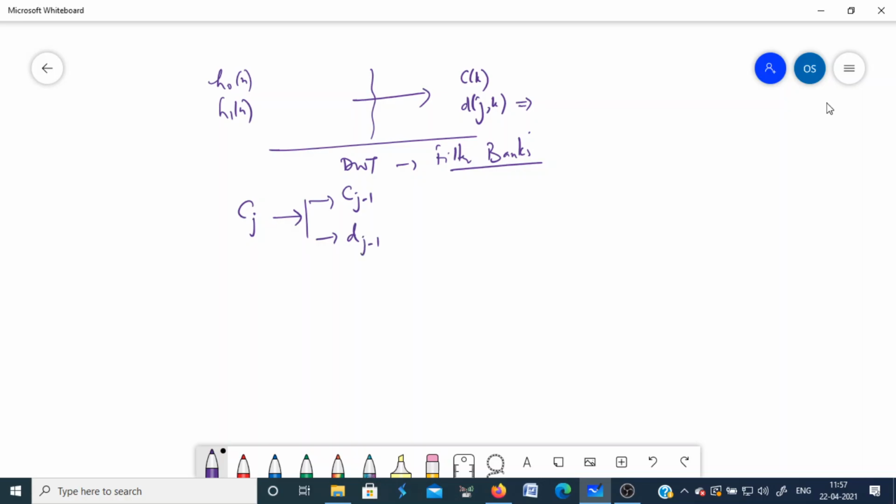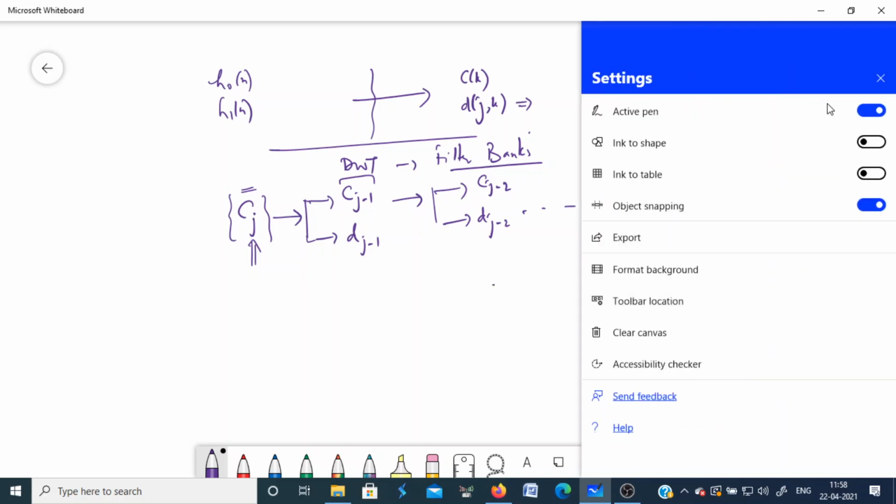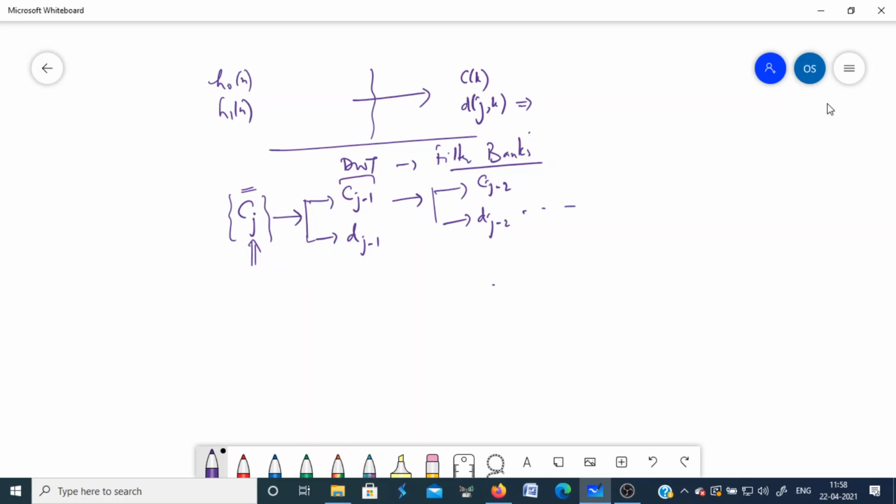Okay. Similarly, if you have the coefficients at scale j minus 1, you can get the approximation and the detailed coefficients at scale j minus 2, and so on. Okay, so if you start from any higher scale or higher resolution, the lower resolution expansion coefficients can be obtained from these coefficients using a filter bank. Okay, so there is a direct one-to-one relation between these expansion coefficients and these scaling and wavelet filters.